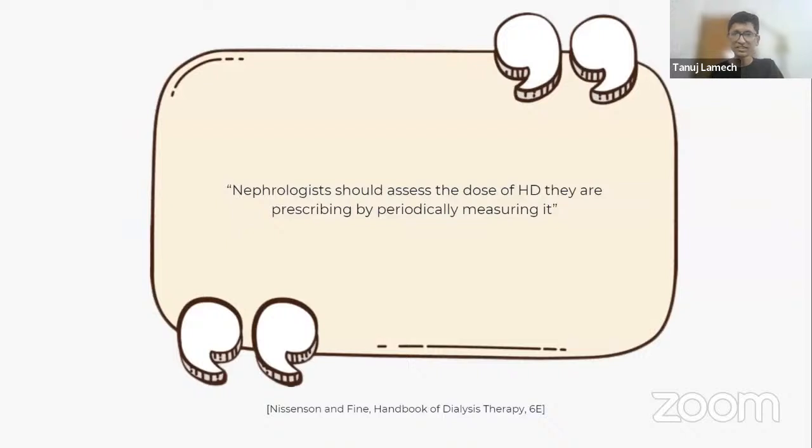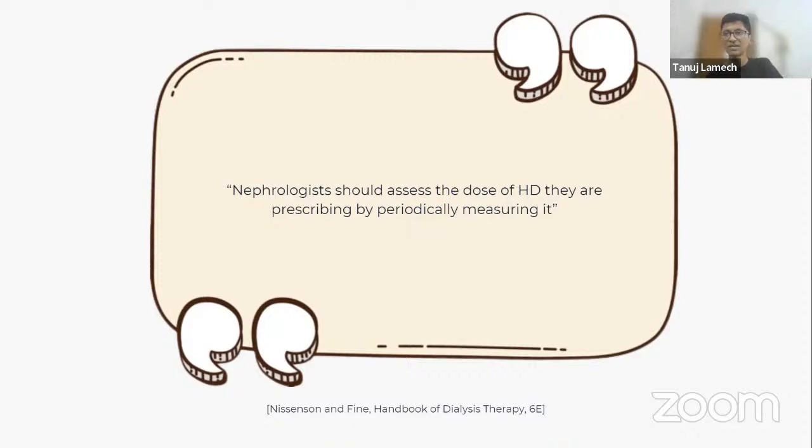He says nephrologists should assess the dose of HD that they are prescribing by periodically measuring it. So this is a reminder to us that dialysis is not something qualitative. It's not that, okay, I dialyzed him yesterday, today I'm spacing, and tomorrow he's due again. That is a qualitative assessment of dialysis.